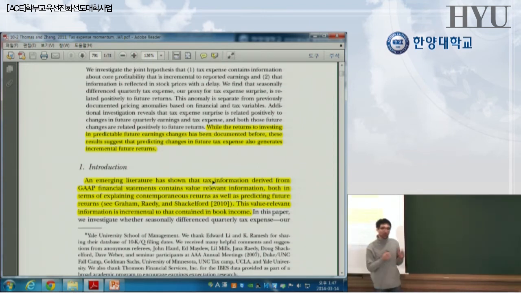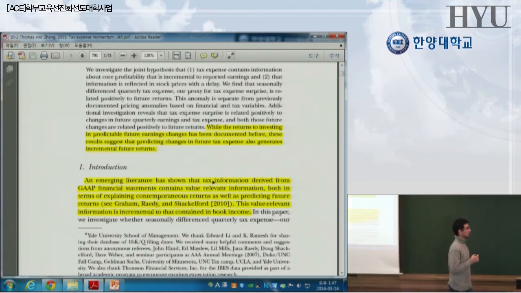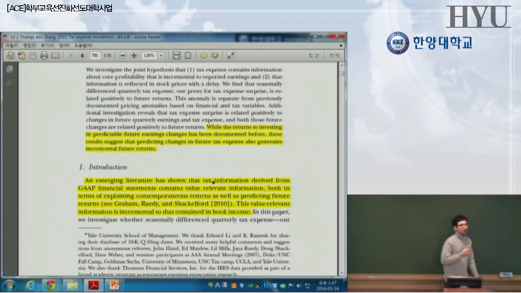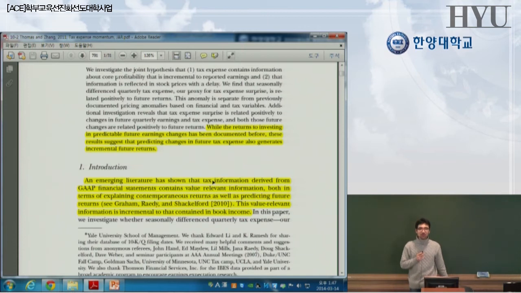Let's think about why tax information is important. In which case is tax information important in predicting future returns? Can anyone make any suggestion? How come the amount of tax that a firm spends this quarter has some power to predict future stock price? Okay, how come? Do you think that is possible?